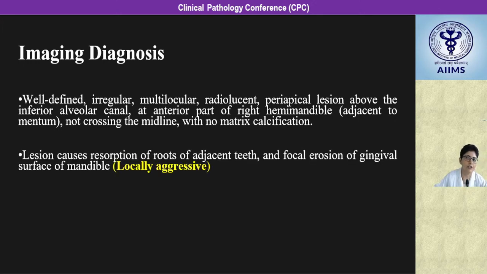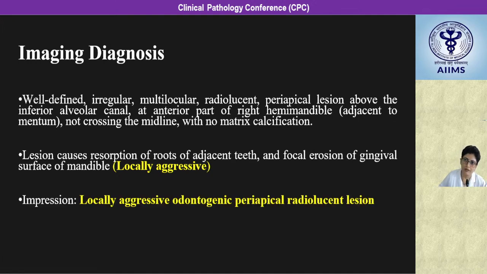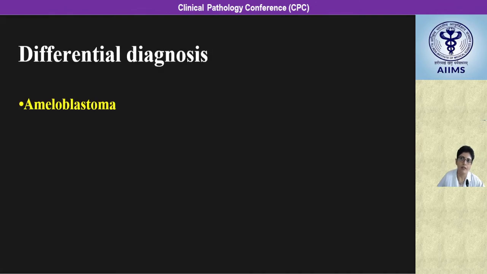As the lesion is causing resorption of the roots of the adjacent teeth and there is focal erosion of the gingival cortex, we would like to keep the differential of a locally aggressive odontogenic lesion. So the final impression would be a locally aggressive odontogenic peri-apical radiolucent lesion, and on the basis of these imaging findings, we would like to keep the differentials of ameloblastoma and the possibility also of a hemangioma.